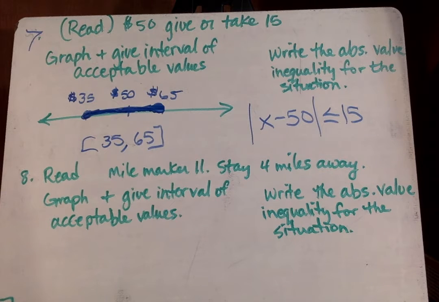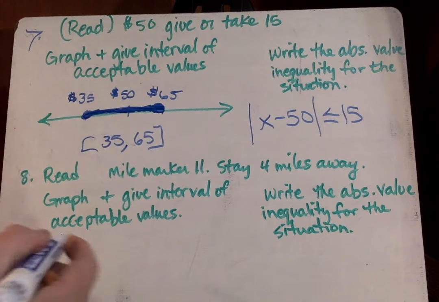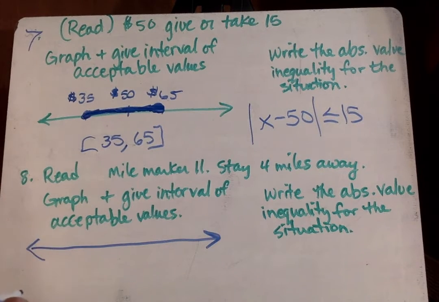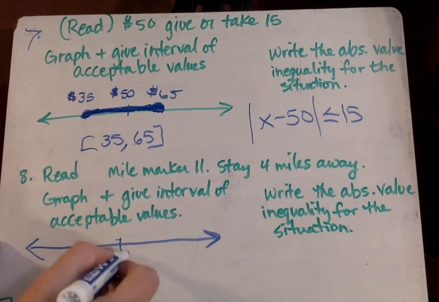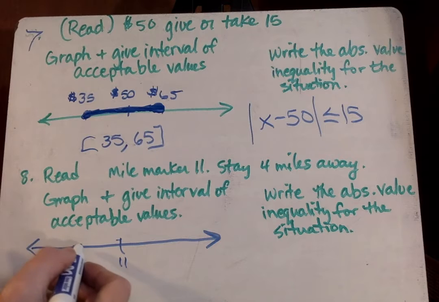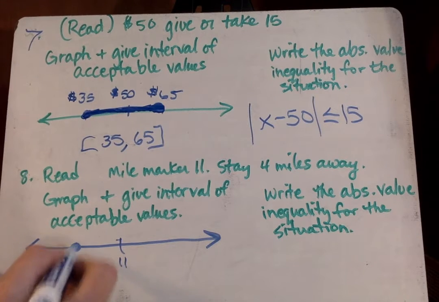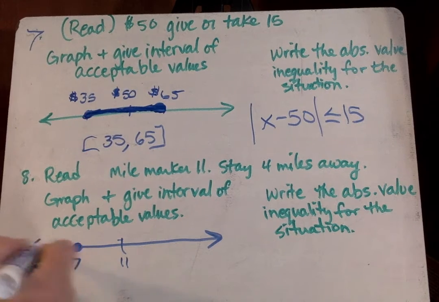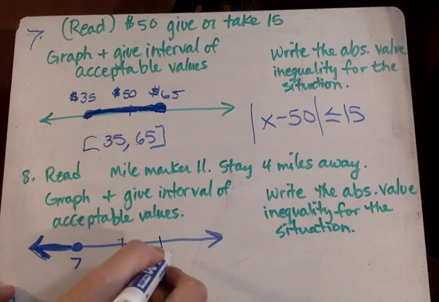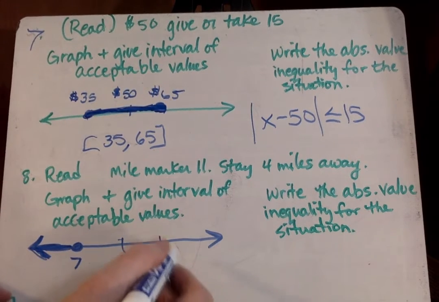All right, number 8, gasoline spilled on a freeway at mile marker 11. Everyone must stay 4 miles away from the spill. So we're going to graph this. Here's mile marker 11. If they have to stay 4 miles away, they can be here at 7, and they can be anywhere else past 7 miles away from that. Or if it's 4 miles on this side, 15.